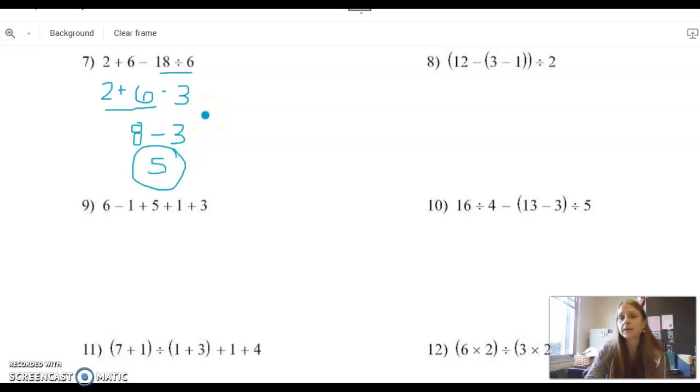Number 8, we've got a couple sets of parentheses here. So you go innermost parentheses first. I can see I've got a big set of parentheses, and then inside of those parentheses would be the innermost parentheses. That's where you would start.